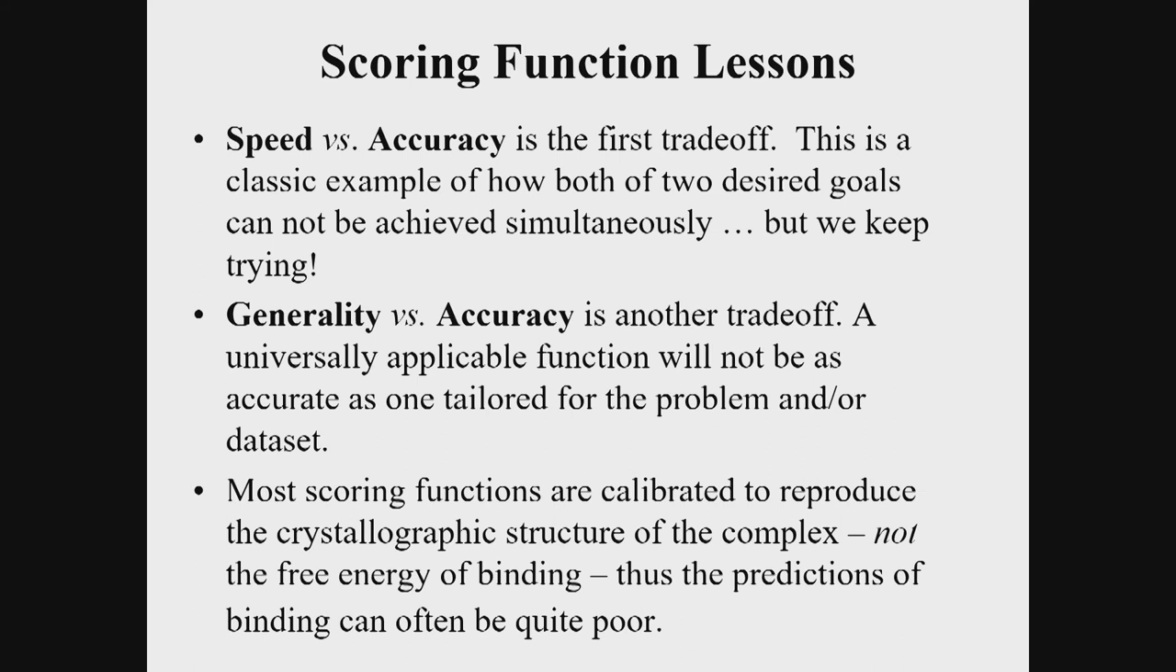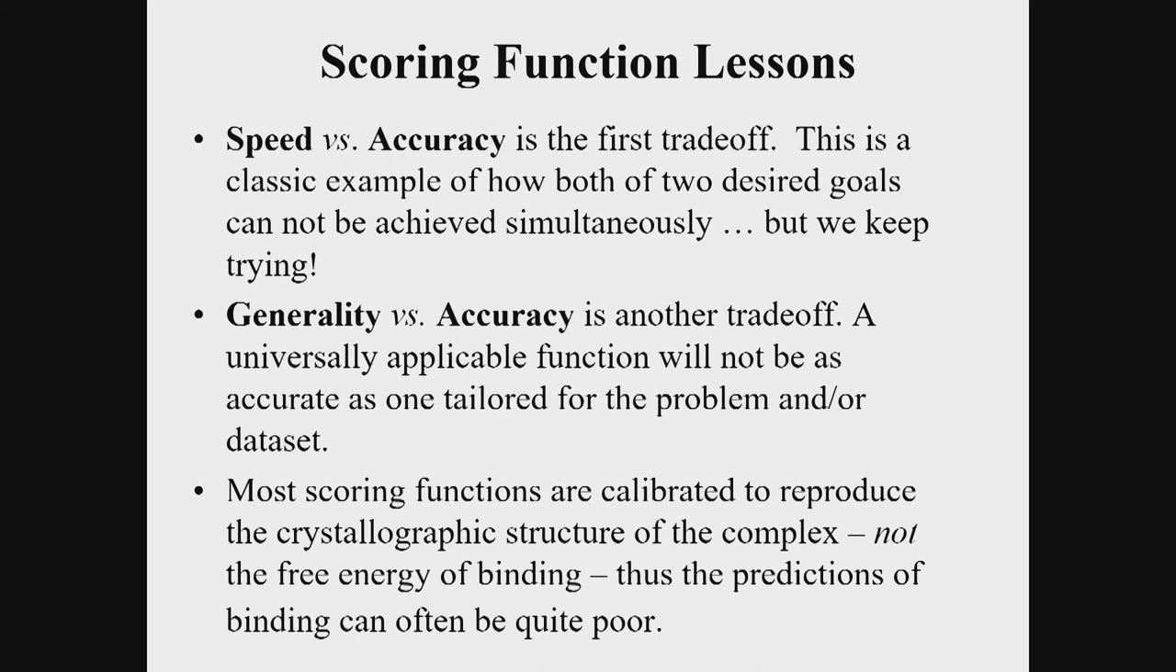Another trade-off, again involving accuracy, is generality versus accuracy. If you want a universally applicable function that will work on every possible type of protein-ligand complex that exists, it's not going to be as accurate as one that you created and calibrated for the problem at hand. So if you want to look at HIV-1 protease and ligands bound to HIV-1, you create or calibrate a scoring function that works for that, not expect one that was calibrated on some other protein to work as well.